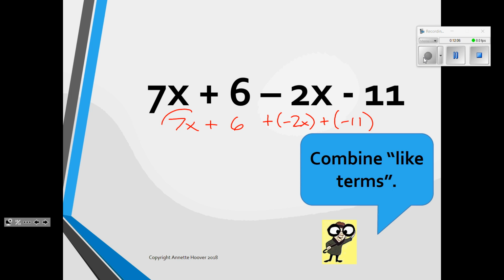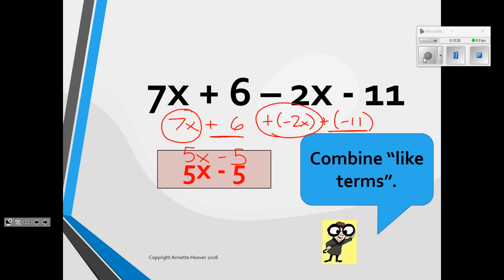So now we combine like terms. We have a 7x and a negative 2x. They both have an x variable attached, so those are like terms. Different signs, so we subtract. 7 minus 2 is 5x. And then we have two constants, 6 and negative 11. Different signs, subtract, and that would be minus 5. So our final answer is 5x minus 5.